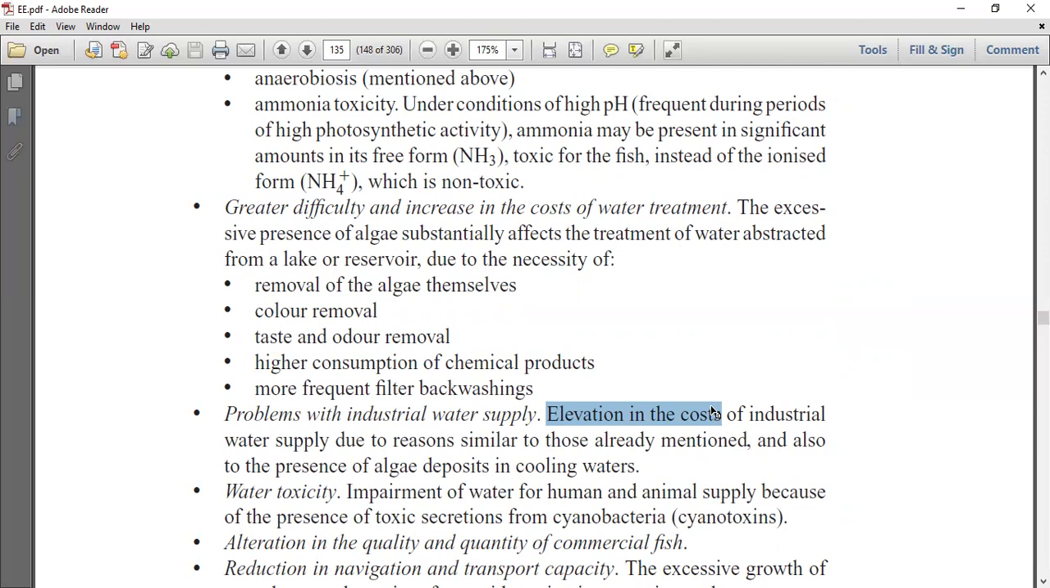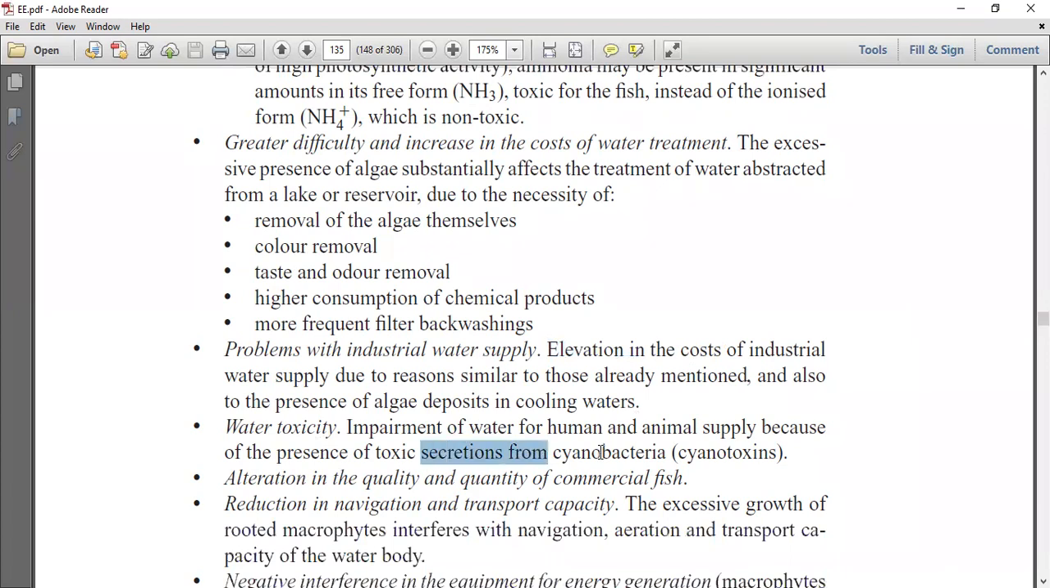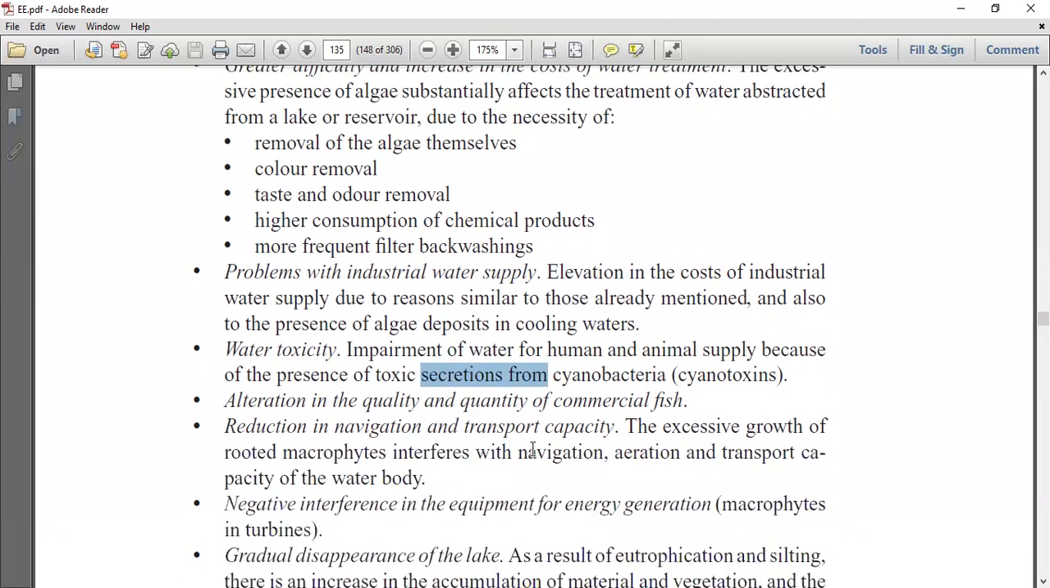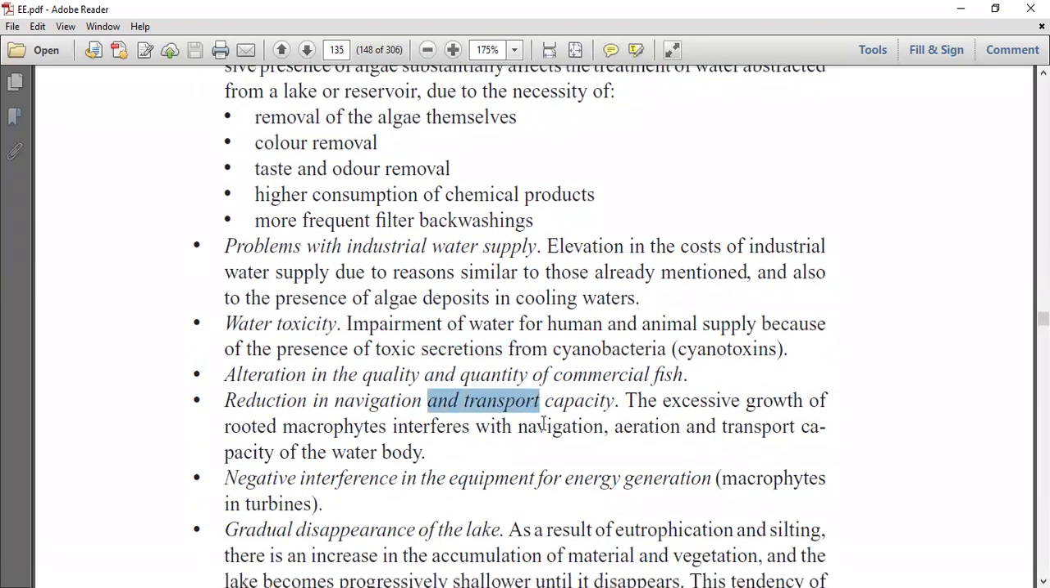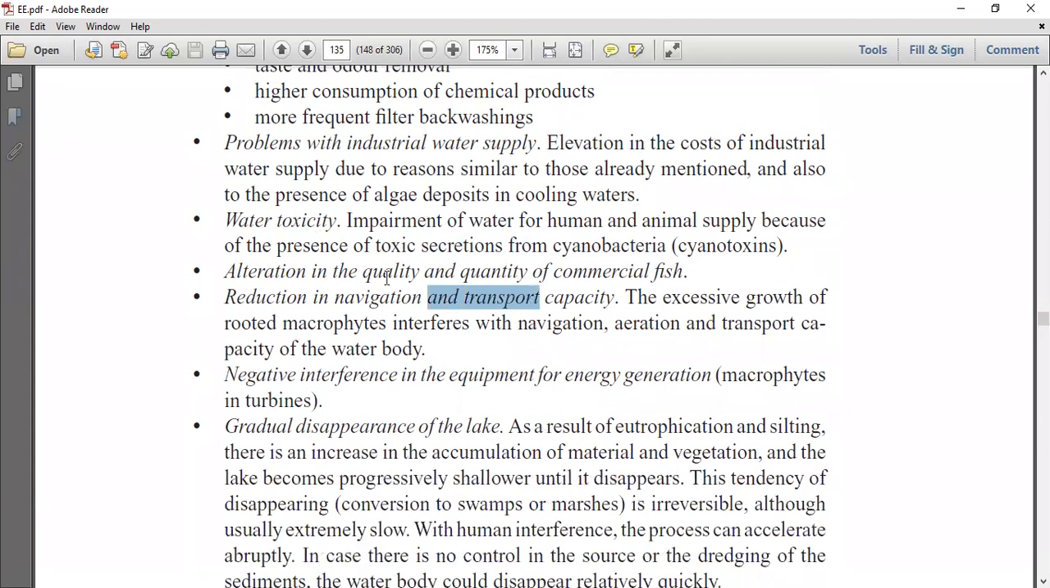Water toxicity: impairment of water for human and animal supply because of the presence of toxic secretions from the cyanobacteria, alteration in the quantity and the quality of commercial fish, reduction in navigation and transport capacity, negative interference in the equipment of energy generation, and the gradual disappearance of the lake.